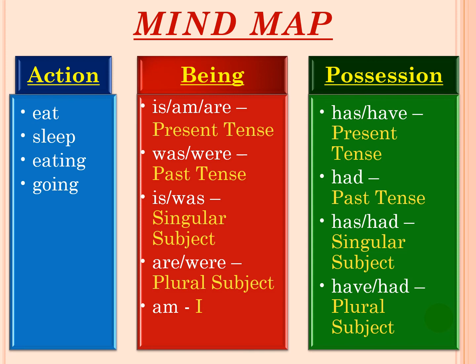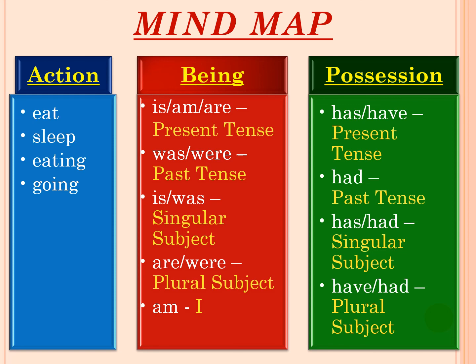Always remember, if the subject in the sentence is singular, we will use is in case of present tense and was for past tense. And if the subject is plural, then we use are for present tense and were for past tense. And always remember, I has a special be verb for itself, that is am. But this special be verb is only used in case of present tense. Otherwise, for past tense with I, we use was.